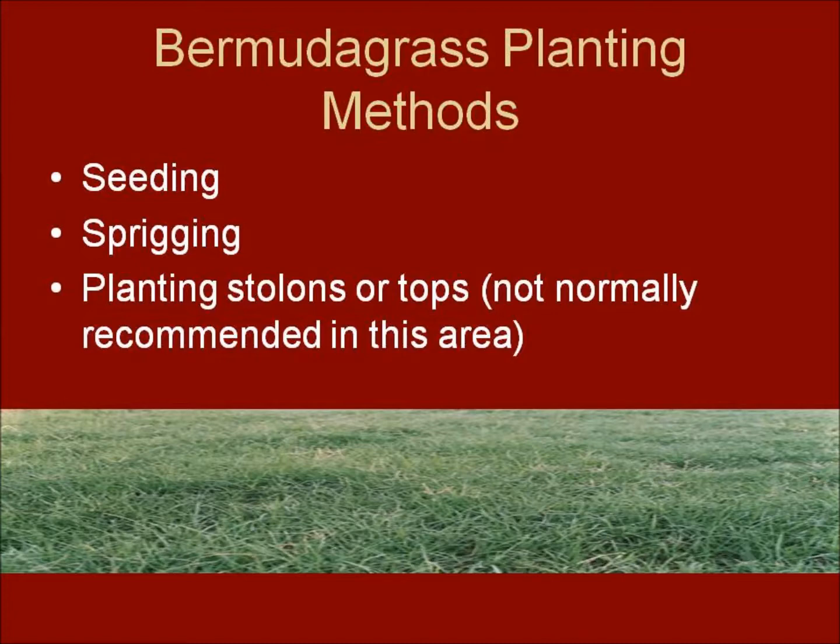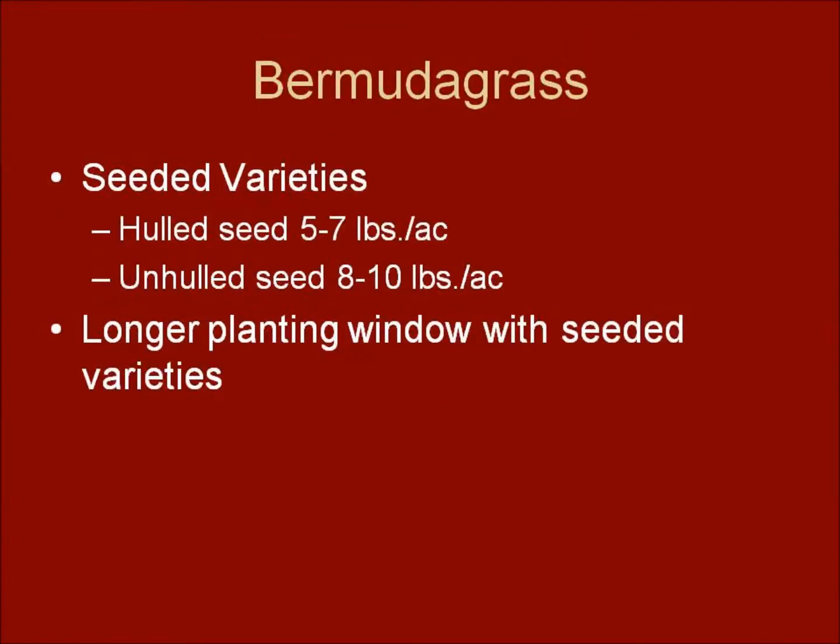By seeding those actual seeds, or by sprigging. Another method that we normally don't do here in Collin County, and for the most part in North Texas, is actually planting stolons or tops. Really, sprigging works better for us in this area than does planting the stolons or tops. So we'll take a look at seeding, and then again at sprigging.